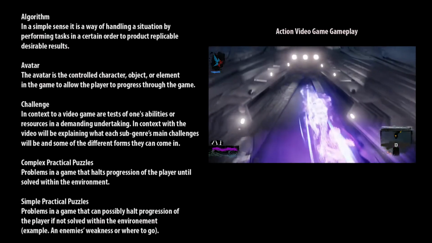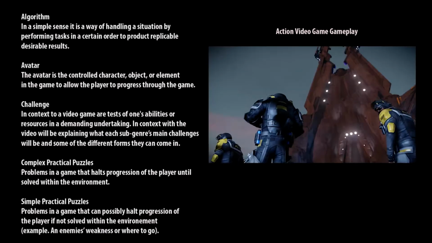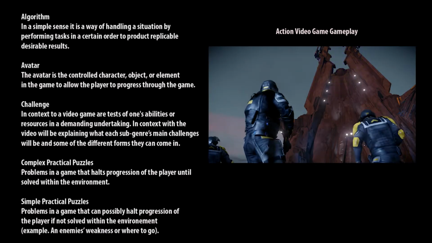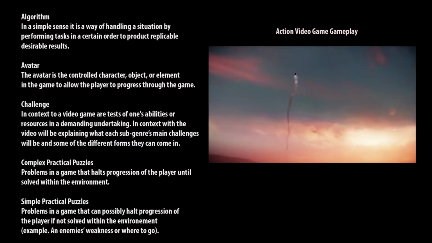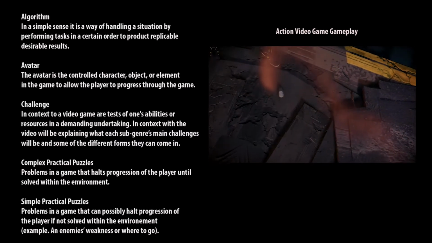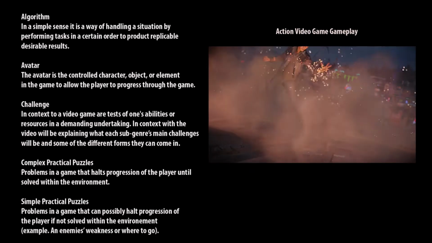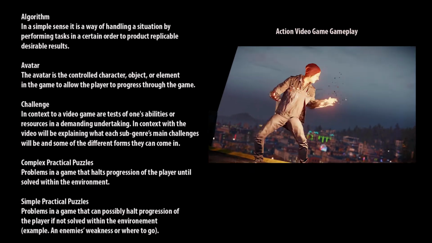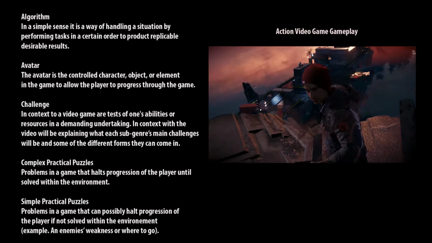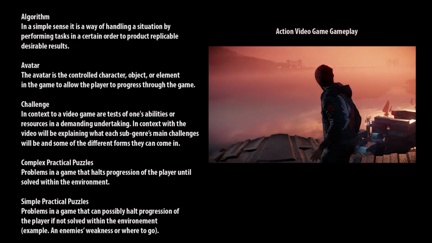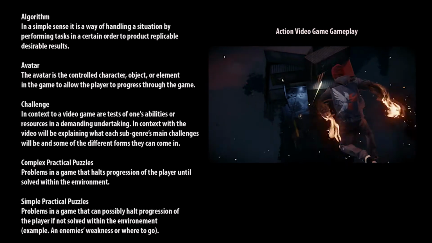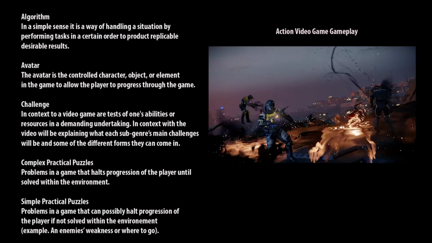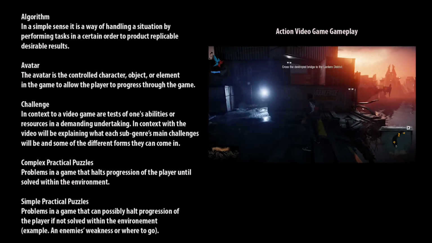Algorithm, in the simple sense, is a way of handling a situation by performing tasks in a certain order to produce replicable, desirable results. Avatar is the control character, object, or element in the game to allow the player to progress through the game. Challenge, in the context of a video game, is a test of one's abilities or resources in a demanding undertaking. In the context of this video, I will be explaining what each subgenre's main challenges will be and some of the different forms they can come in.